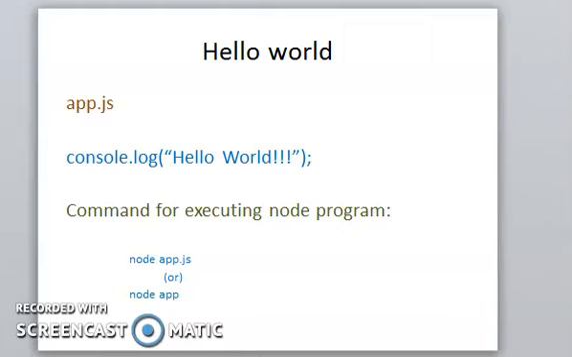And in Node.js, we can avoid the dot extension. If you give node app, it gives you the same output and executes the same file. Whether we use the .js extension, that is app.js, for execution, or we avoid that extension, it works the same. So this is a simple example for displaying hello world.